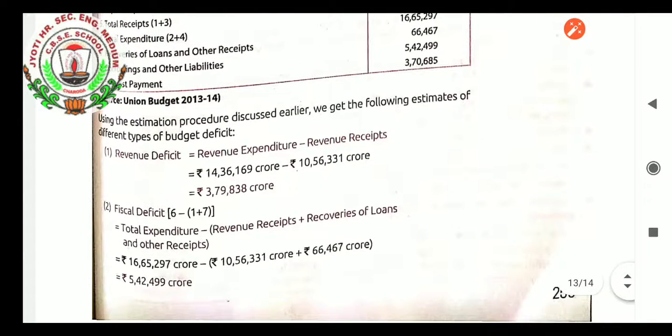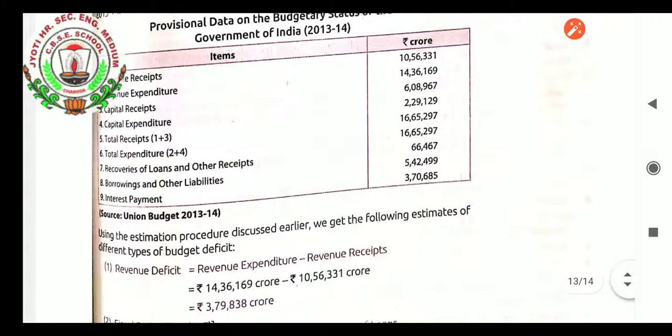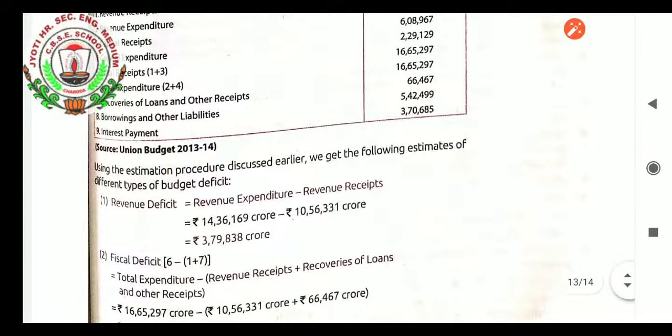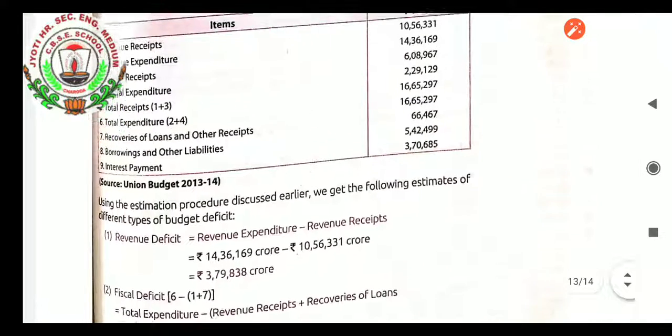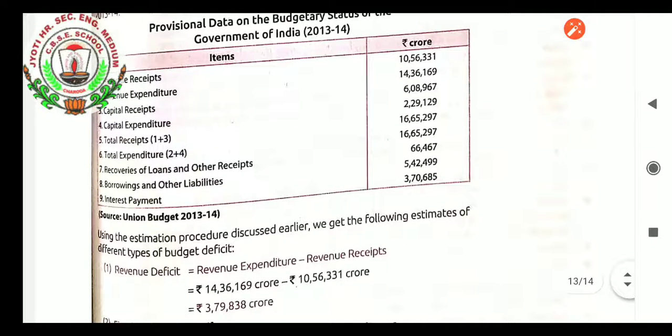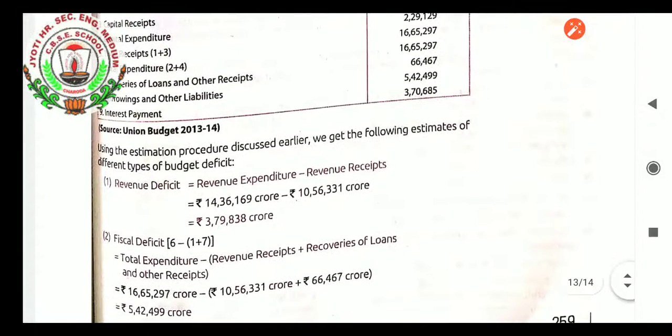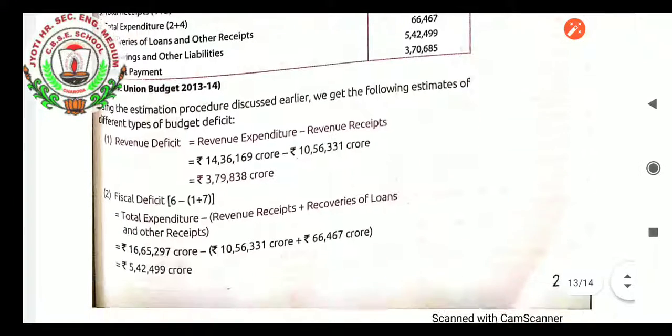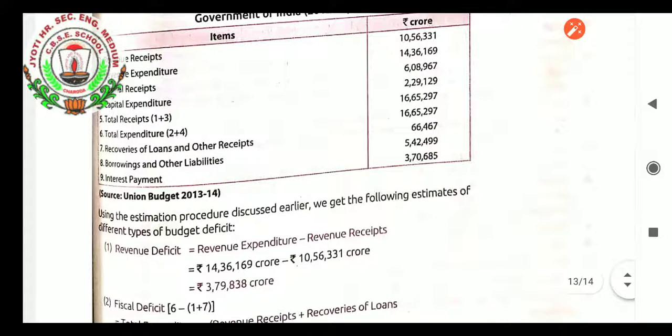After that, fiscal deficit. What is the formula of fiscal deficit? It is total expenditure minus revenue receipts plus recovery of loans, that is, other than borrowings. Let us see the total expenditure, which is given as 60,65,297 crore, minus revenue receipts of 10,56,331, plus recoveries of loans. The government had recovered loans and other receipts of 66,467. When we total up, we will get the fiscal deficit. Note down this formula. Recovery of loan is definitely a receipt, since the government is recovering the loan which it had given to someone else.